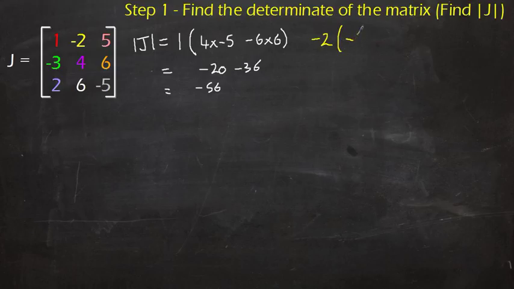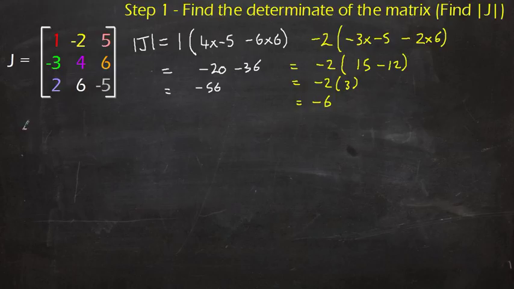For the second element in the first row, it'll be minus 2 lots of the diagonals when you ignore minus 2's row and column. So it'll be minus 2 times minus 3 lots of minus 5, take away 2 sixes. So that'll be minus 2 lots of plus 15, because the two negatives cancel each other out with multiplication, and take away 12. So that's minus 2 lots of 3, which is like 3 lots of minus 2, which is minus 6. So that's minus 6.